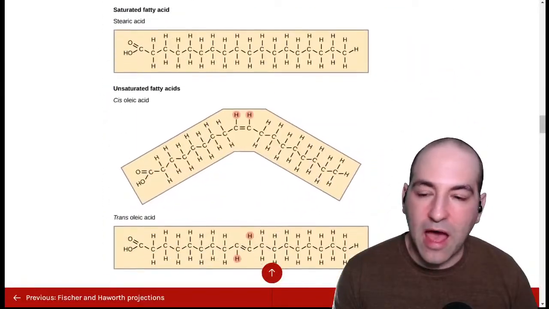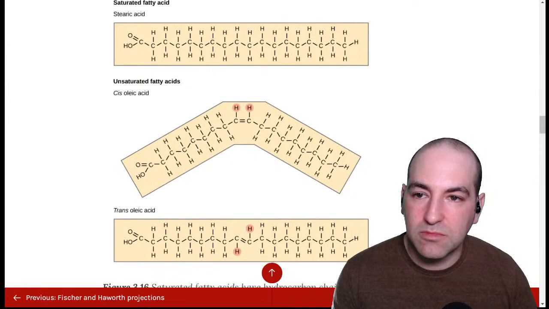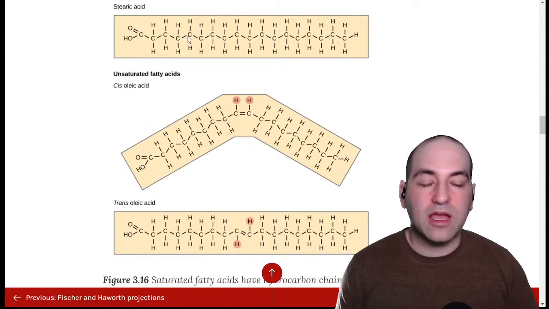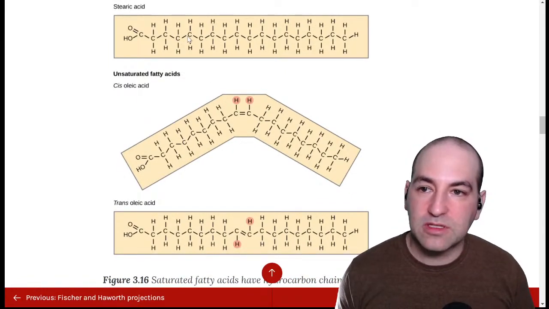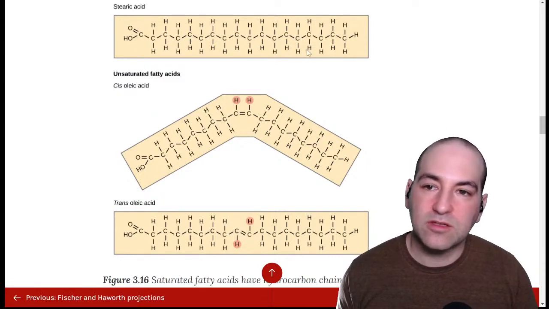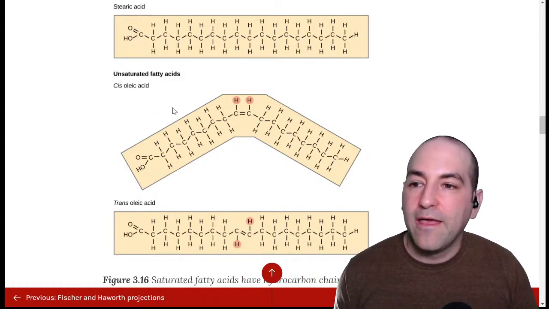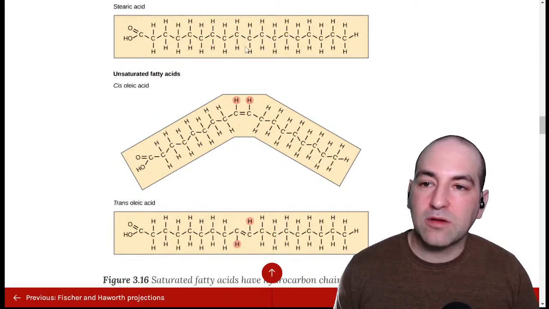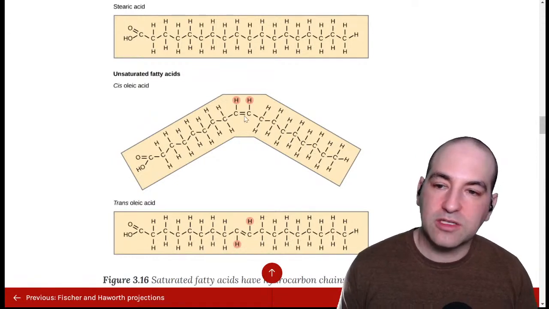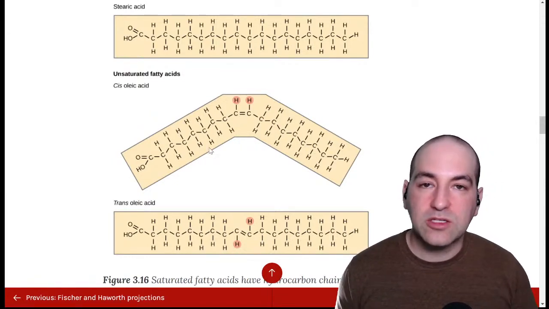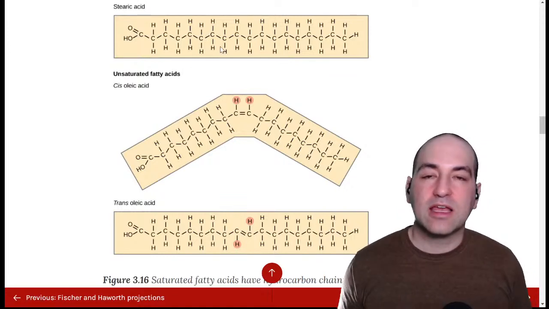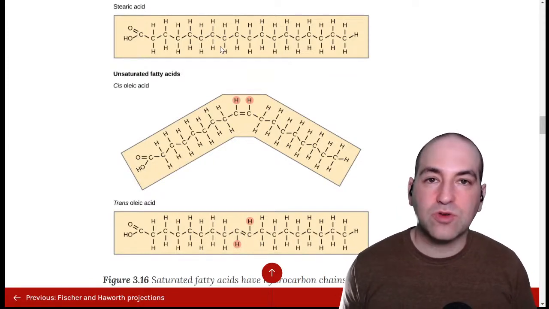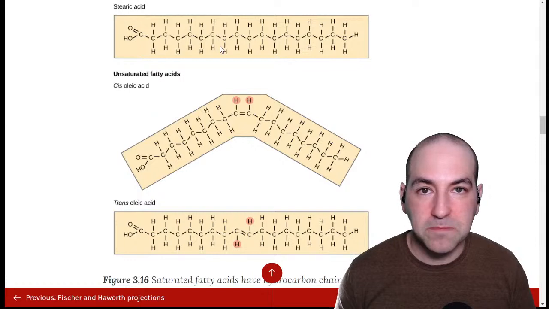The reason that makes a difference is, if we again go back to the actual structure of these things, and we draw it with the proper angles, we would get something like this, or if you imagine a line structure. When you put in that double bond, it causes the chain to turn. It causes this kind of kink in the chain. And so now the fatty acid chains can't line up and have as strong of intermolecular forces with each other.